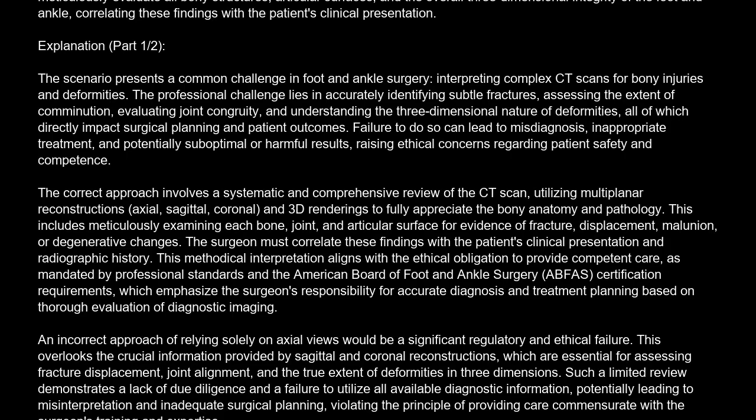A comprehensive review of axial, sagittal, and coronal multiplanar reconstructions, along with 3D renderings, to meticulously evaluate all bony structures, articular surfaces, and the overall three-dimensional integrity of the foot and ankle, correlating these findings with the patient's clinical presentation.